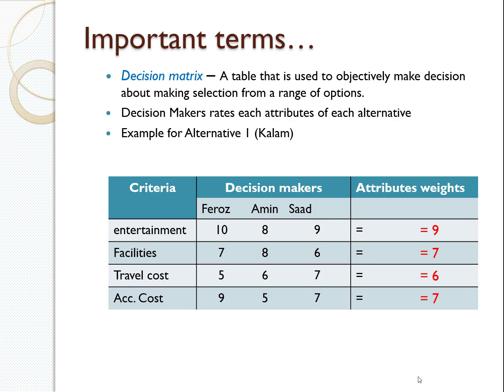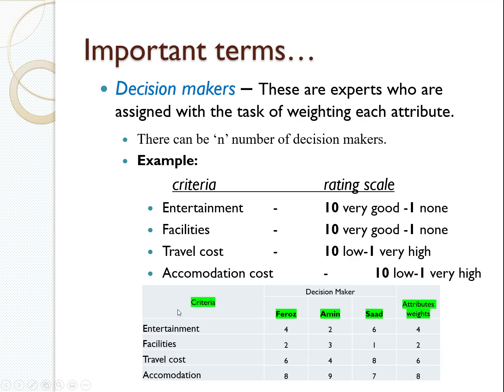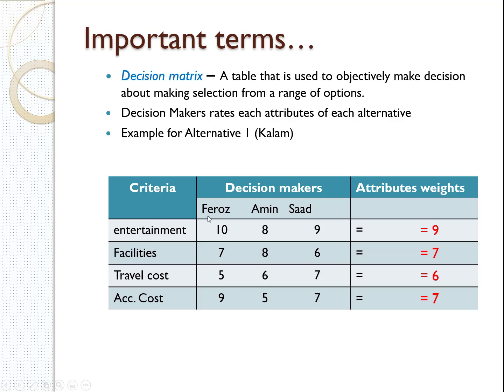Now we did this directly for the criteria. Now the decision maker will assign weights related to these criteria. So now these are the criteria, and now we will compare this column. The column is our first alternative. A decision matrix is a table used to objectively make a decision about selection from a range of options. The decision maker rates each attribute of each alternative. So now we take this column, entertainment in column. We compare each alternative with each criteria.